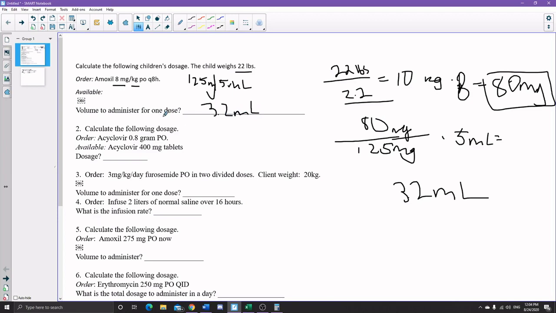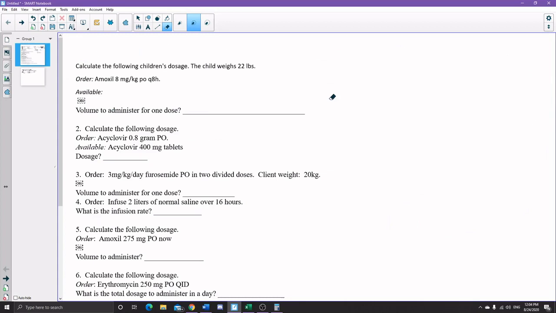For one dose. Okay? And you can double check this by doing the math all over again. And also I look at, okay, so in 5 milliliters I have this much, and I need a little less than that, and 3.2 is less, so this seems correct. Okay? I usually double or triple check my answers.